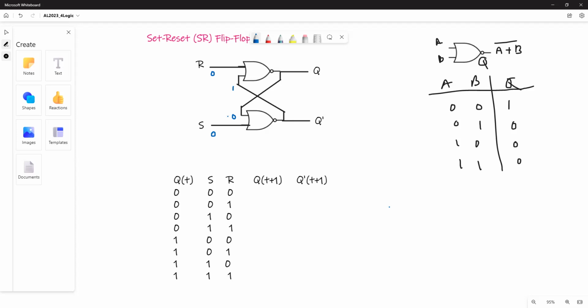Okay, now you can see we know everything. Now what is the output? Can you tell me what the output is now? What is the new Qt plus 1? If you have 0, 1, what is the output?